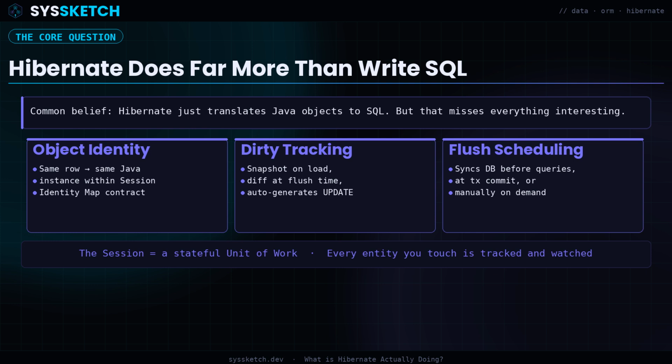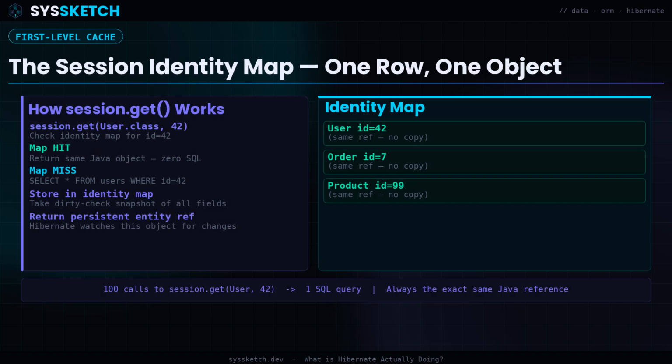When you open a session, Hibernate creates an isolated workspace. Every entity you load or save becomes part of that workspace's identity map. Hibernate holds a reference to each object and watches it for changes. The first level cache is where the magic starts. When you call session.get with an ID Hibernate has already loaded, it doesn't hit the database at all. It returns the exact same Java object from memory. That's not a copy, it's literally the same reference. This is how Hibernate guarantees object identity within a session. The same row always returns the same Java instance.